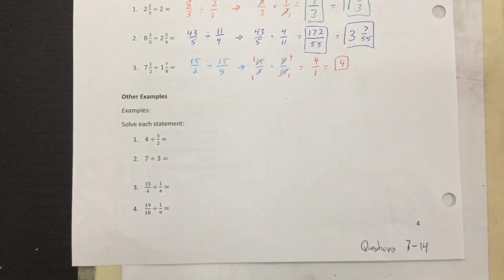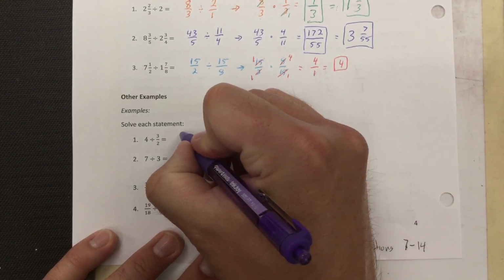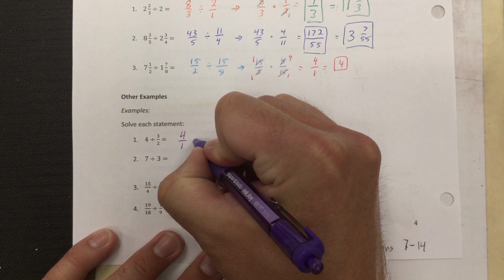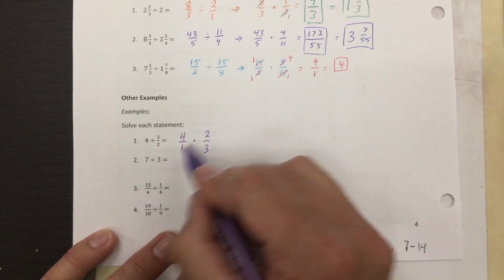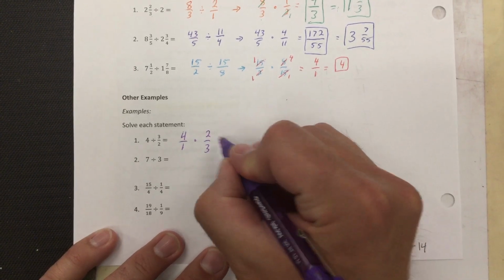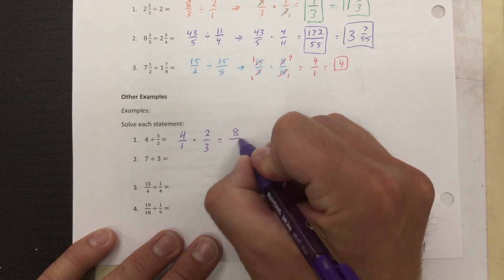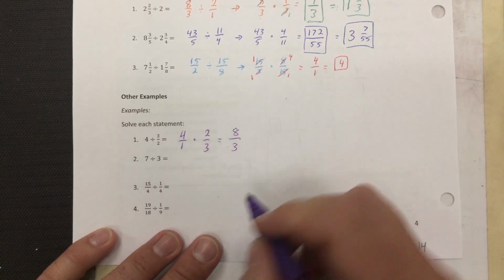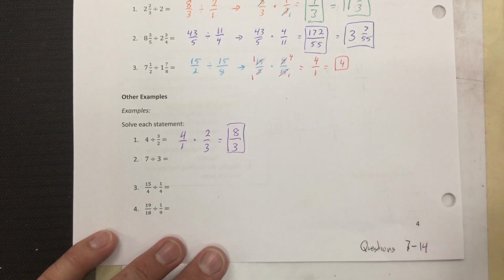Let's try a couple other examples here. So here we have 4 divided by 3/2. So this is going to be 4/1 times 2/3. These ones don't simplify at all. 1 and 2, 4 and 3 don't. So we multiply 4 times 2 is 8. 1 times 3 is 3. And we get an answer of 8/3.